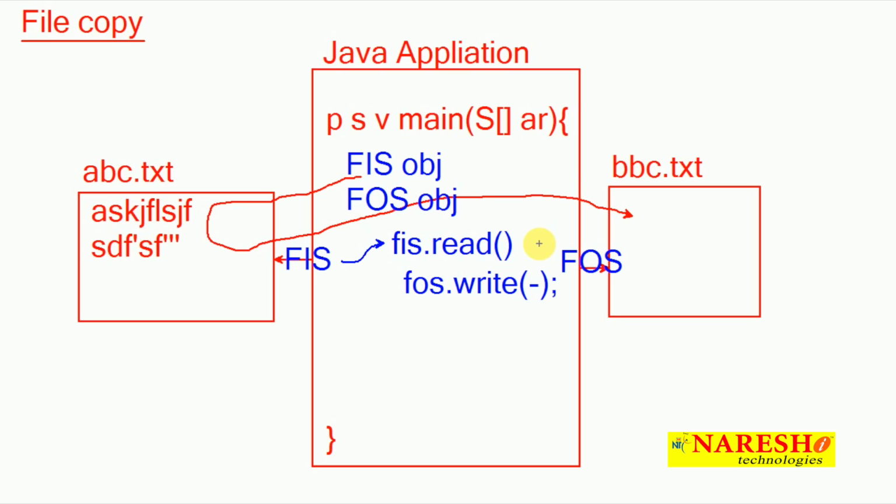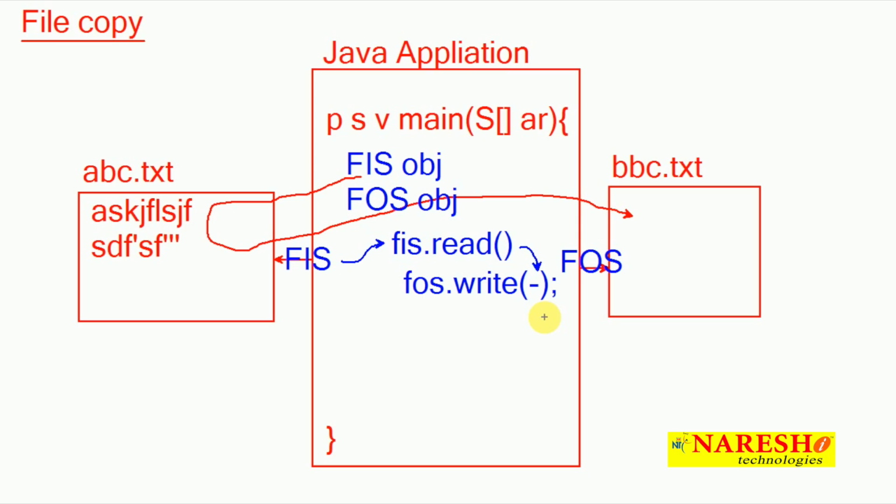Number 1, create a FIS object connecting to source file, which is abc.txt file. Then create a FOS object connecting to destination file, which is bbc.txt file. Then using FIS object, call read method to read the bytes available in abc.txt file, and whatever the byte returned by the read method, pass it as argument to write method, so that write method will pass the data to FOS, FOS will save the data in bbc.txt file. This is our basic idea about file copy operation.